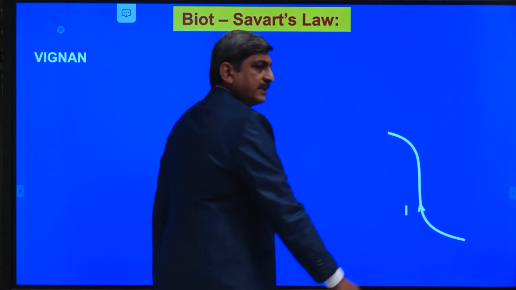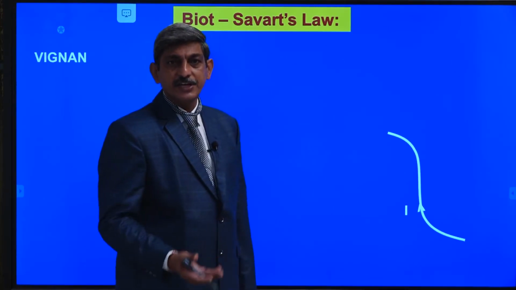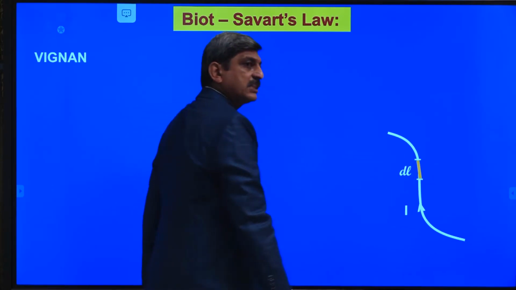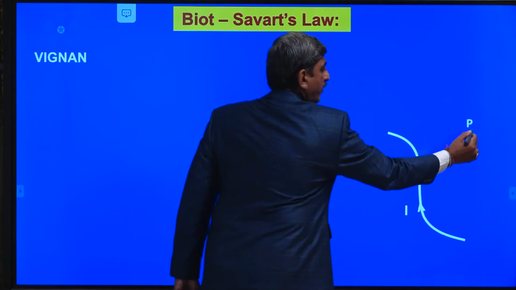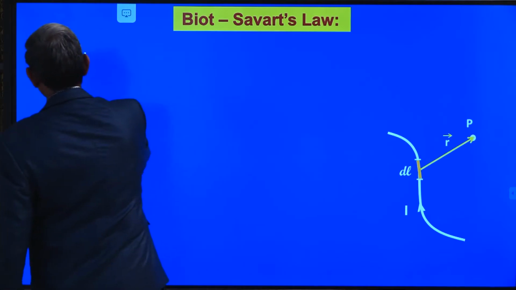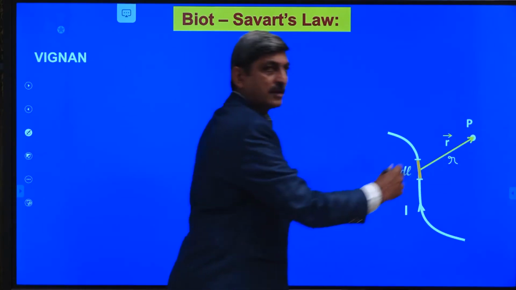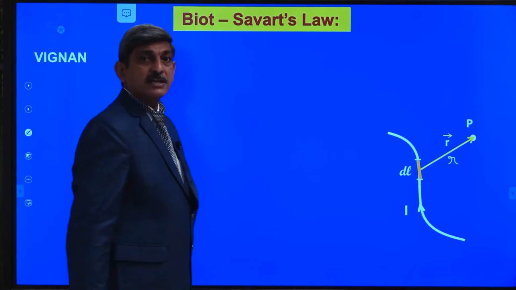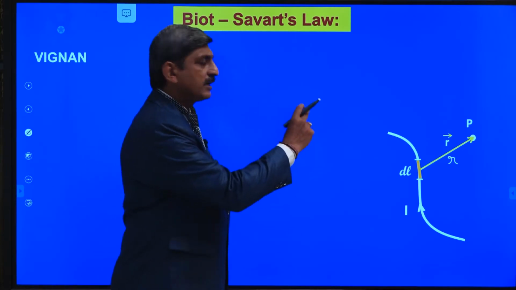Let us consider a current carrying conductor which carries a current I. The conductor is of any shape. In this conductor, let us consider a small element of length dl. Consider a point P which is at a distance of r from the given element. Now, the Biot-Savart's law explains the calculation of the magnetic induction produced by the small element at that point P.